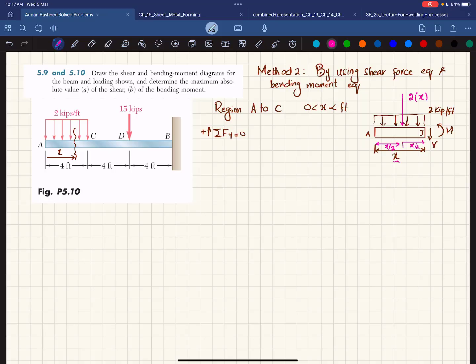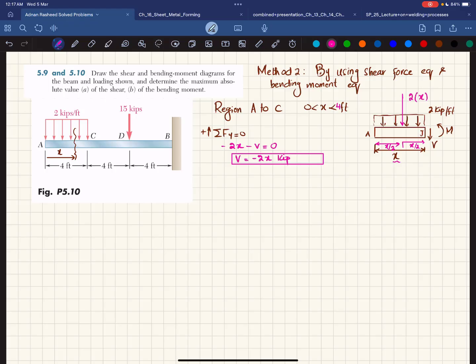Now we will apply this equation. The sum of all forces along Y direction must be equal to 0. So 2x, which is acting downward, so minus 2x minus V is equal to 0. It means that V is equal to minus 2x, and the unit will be kip. Now when you put different values of X defined over here, X greater than 0 and less than 4 feet, you will get the value of shear force for the region AC.